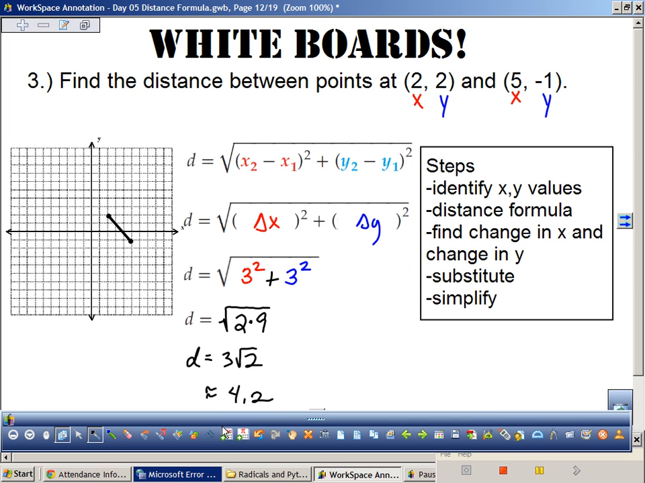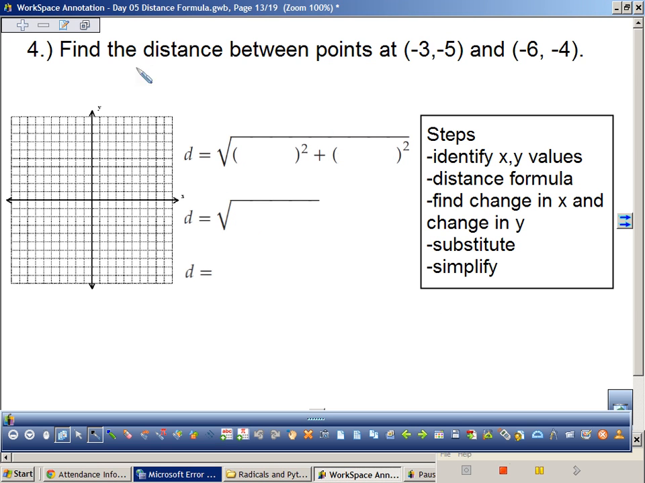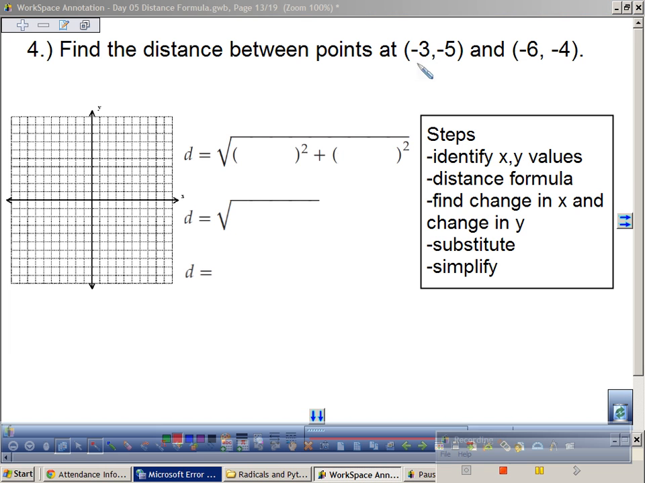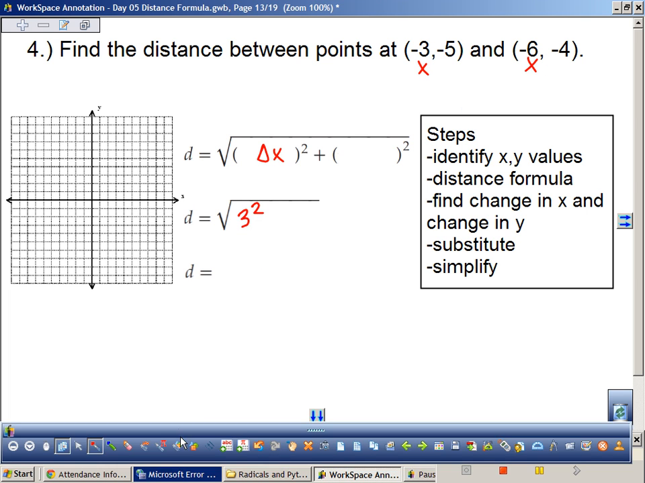Do you guys need to copy this one down as well? We'll let some people copy it down. All right, guys. I'm going to go through these pretty quickly. I need you to write down, please. What is the difference between negative 3 and negative 6 if you were to count on a number line? 3. What is the change in y between negative 5 and negative 4? 1.